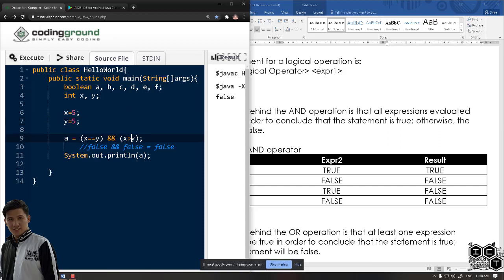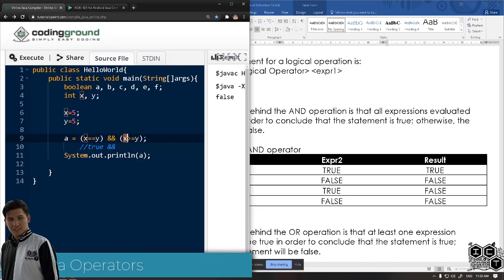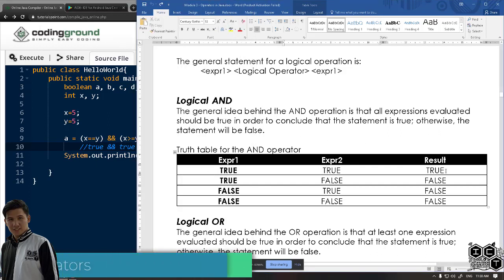Let's try to change the values into 5 and 5. Tapos ito gawin nating equal. I am guessing that the answer of this one will be somehow true. Now, let's try to analyze. Is 5 equal to the value of y, which is 5? The answer is true. And is 5 greater than or equal to the value of y, which is 5? The answer is true. Diba? Tingnan nyo. True and true is true.